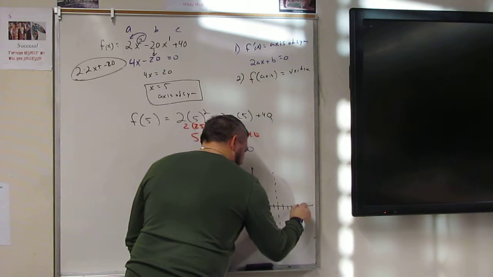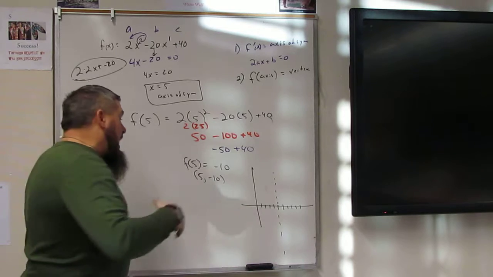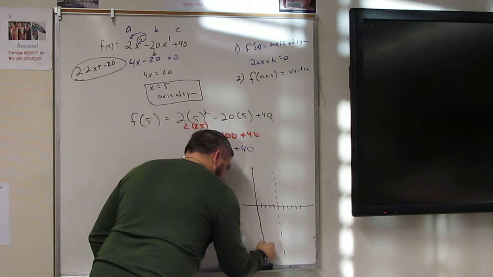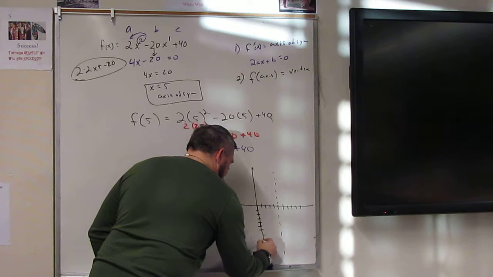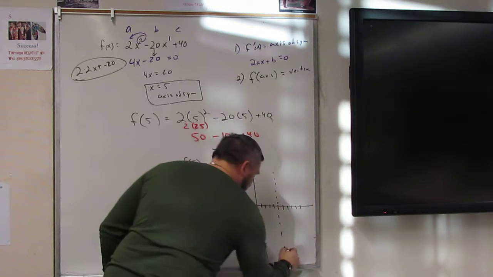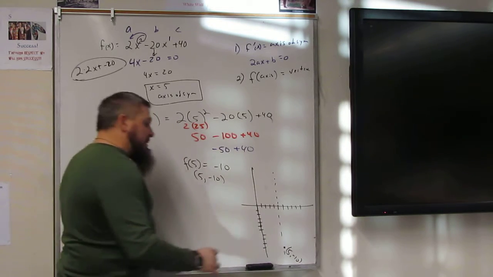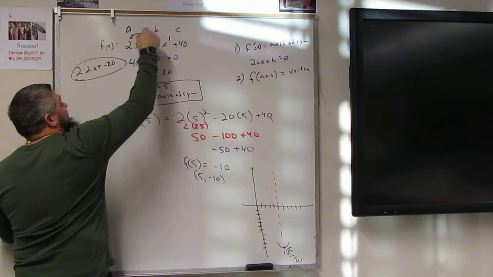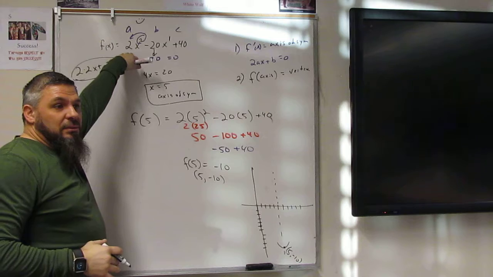So remember here, we talked about 1, 2, 3, 4, 5, 6, 7, 8, 9, 10. I wanted a better graph. And then at 5 and negative 10, that's my vertex. And then these are going to go up, because this is a smiling graph. This graph smiles because it's positive.